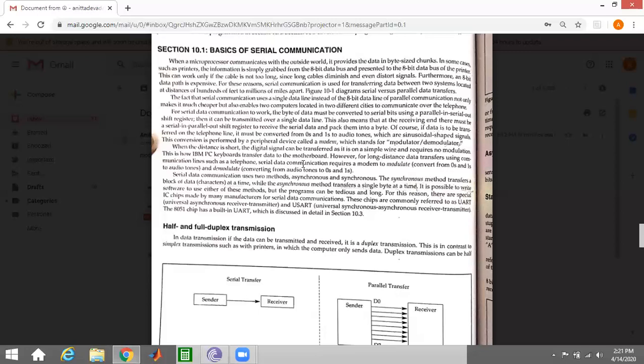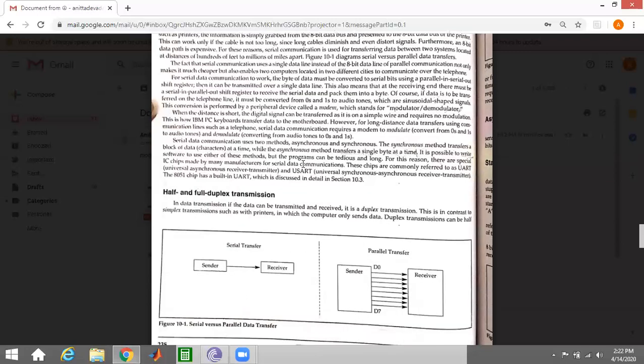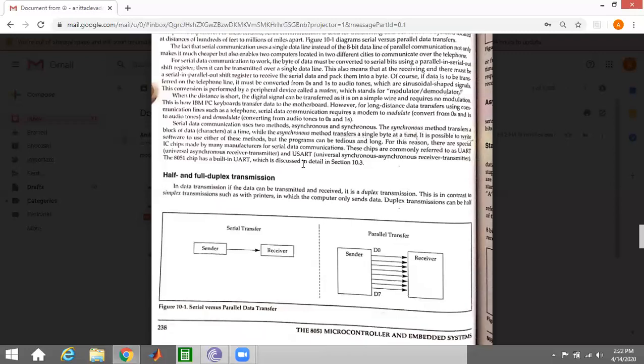In half duplex communication, only the sender will speak to the receiver, or only the receiver will speak to the sender. That is called half duplex communication. What is full duplex communication? The sender speaks to the receiver, and at the same time the receiver also sends back to the sender. That type of communication is called full duplex communication.